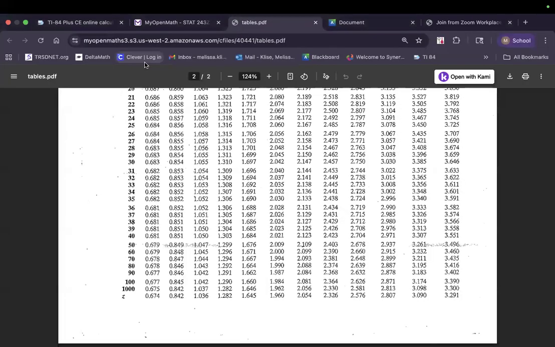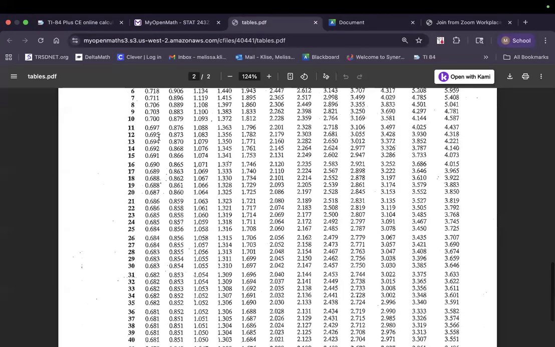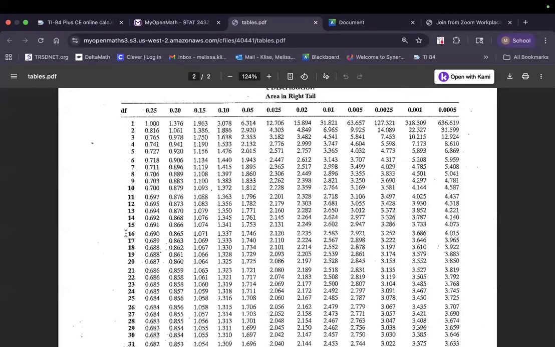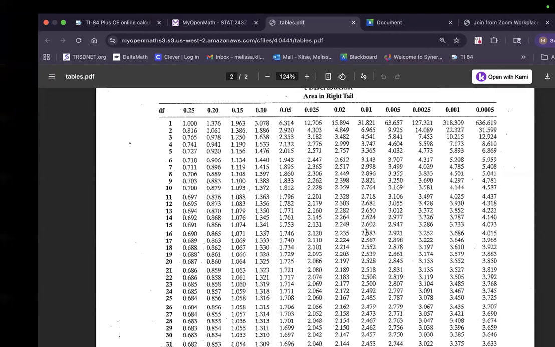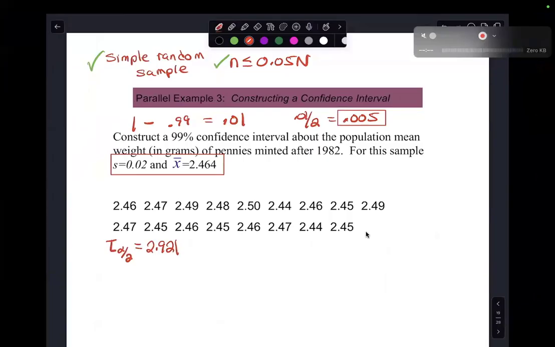Our sample size was 17. So I'm going to go right here to 16. Because our sample size was 17, we do n-1, we go to 16, and I'm going to go over to 0.005. Right here, 2.921. So this column up here tells me the alpha, or the alpha divided by 2, and the sample size is here. So we do 2.921. So that's our t-value.